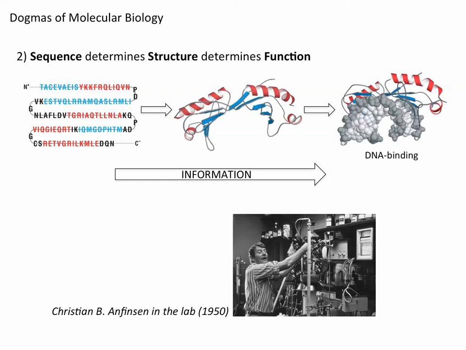Anfinsen's dogma, also known as the thermodynamic hypothesis, is a postulate in molecular biology that establishes that the native structure is determined only by the protein amino acid sequence. This implies that a determinate amino acid sequence will always produce the same three-dimensional structure, which is essential for the protein function. Here also there is a flow of information, in this case from the sequence level to the structural level to the functional level.